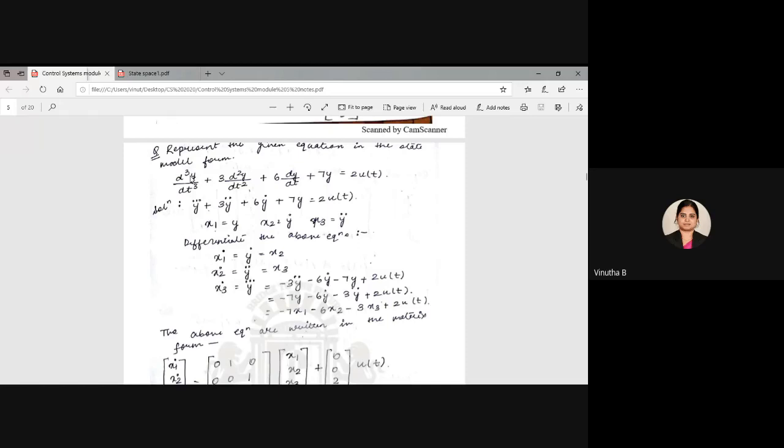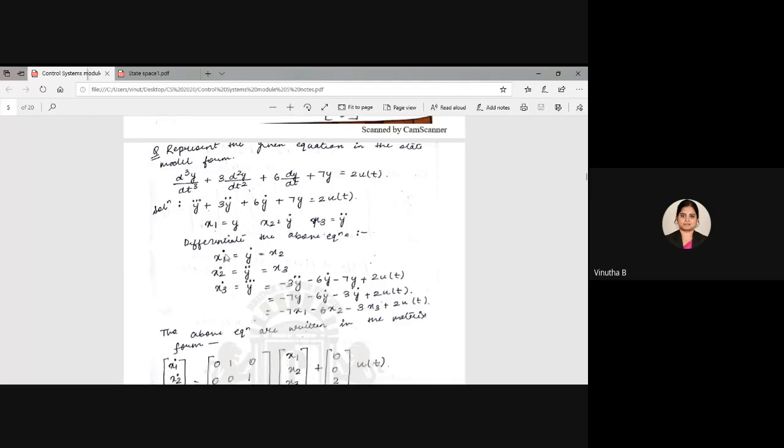So how to write that? Since this is a cube, you can represent that with y triple bar plus 3y double bar plus 6y single bar plus 7y, which is equal to 2 into u of t. Now start assigning the variables here. So here x1 will be assigned to y, x2 will be assigned to y bar, x3 will be assigned to y double bar. Then differentiate the above equations.